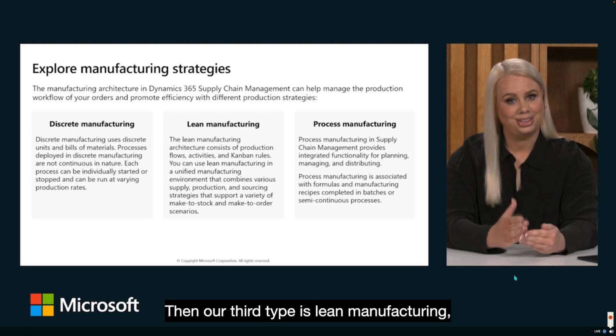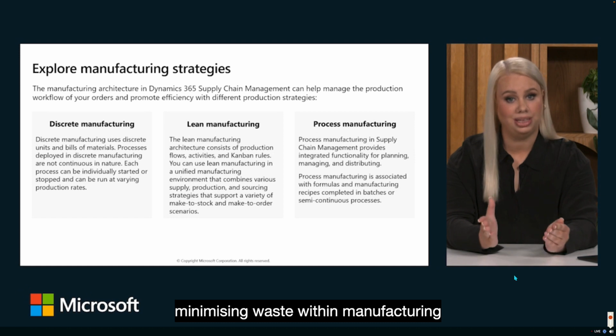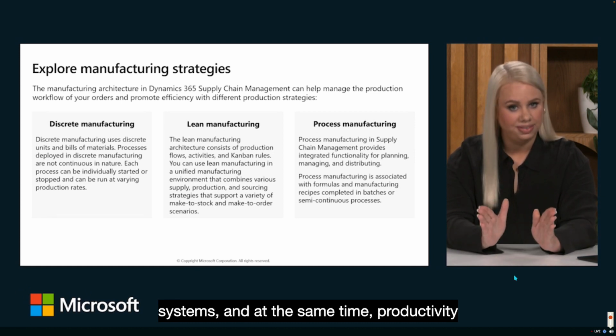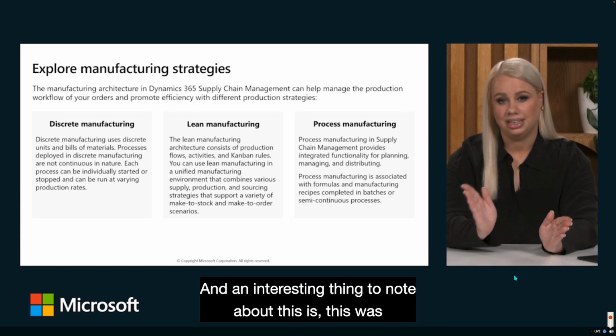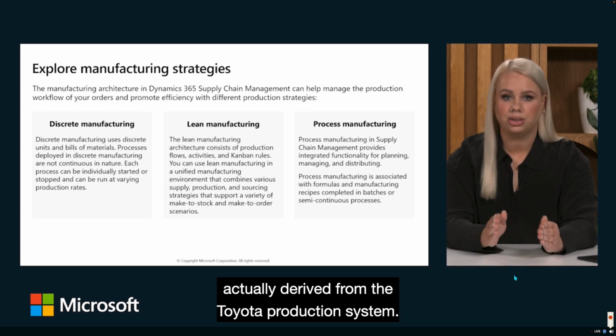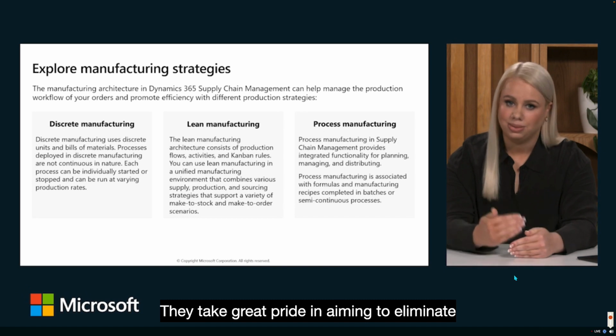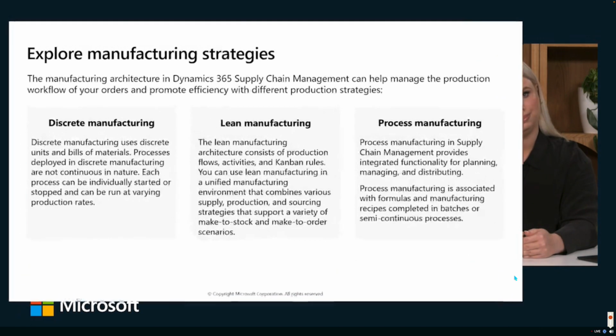Then our third type is lean manufacturing, and this is a method that is focused on minimising waste within manufacturing systems, and at the same time, productivity shouldn't be sacrificed while this is taking place. And an interesting thing to note about this is this was actually derived from the Toyota production system. They take great pride in aiming to eliminate waste and achieve the best possible efficiency.